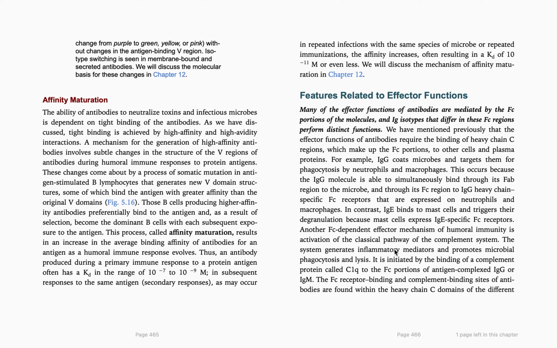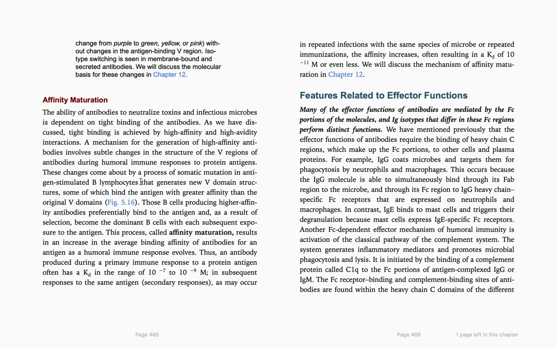Another characteristic that defines this antibody is affinity maturation. The ability of antibody to neutralize toxins and infectious microbes is dependent on tight binding of antibodies. As we have discussed, tight binding is achieved by high-affinity and high-avidity interaction. A mechanism for the generation of high-affinity antibodies involves subtle changes in the structure of the variable region of antibody during the humoral immune response to protein antigen.